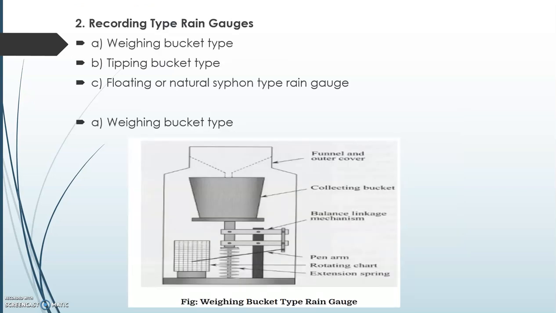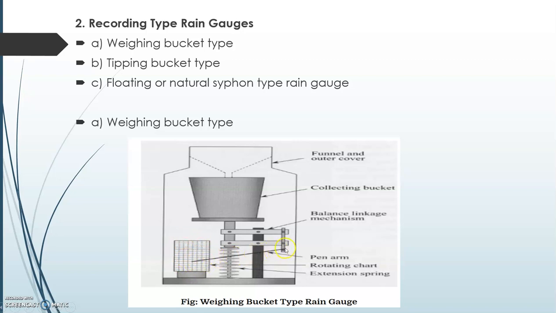The second type is the recording type rain gauge. The first example is the weighing bucket. The weighing bucket type rain gauge is the most common self-recording rain gauge. It consists of a receiver bucket supported by a spring. So this is the collecting or receiving bucket, and it has the support of the spring. The funnel is provided at the top. There is a balance linkage mechanism, and it has a connection with this drum. This is a rotating drum.